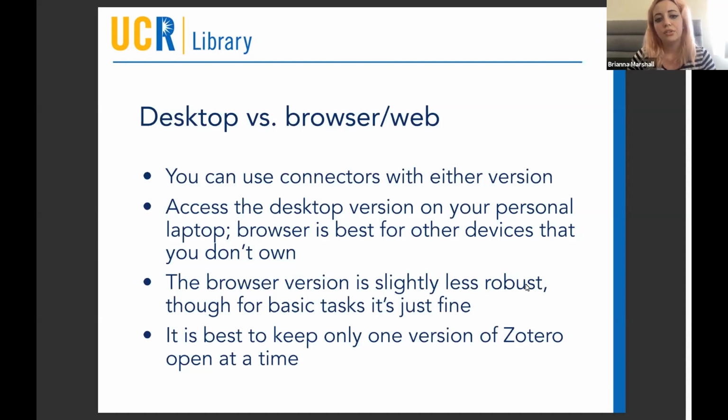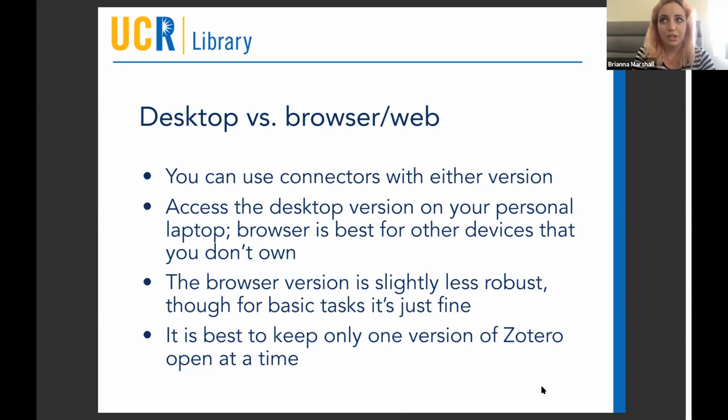So one of the things to note is that obviously if you're downloading the desktop version, you're probably going to want to use that on your own personal device. If say you're using a loaned laptop in the library, if you're using somebody else's device, you probably just want to use the browser version, which allows you to easily sign in and then sign out. It's worth noting that the browser version is a little bit less robust, but again, for your basic tasks, you're probably going to be just fine.